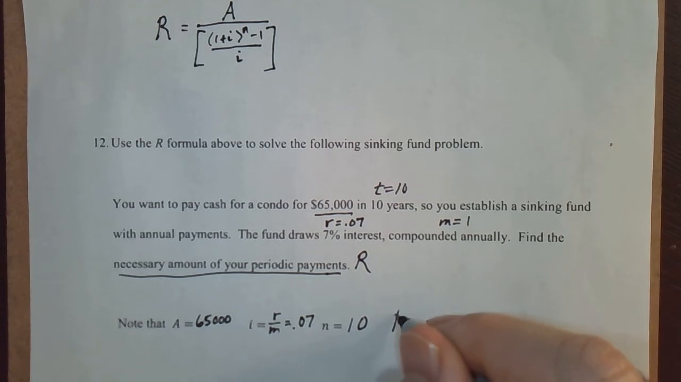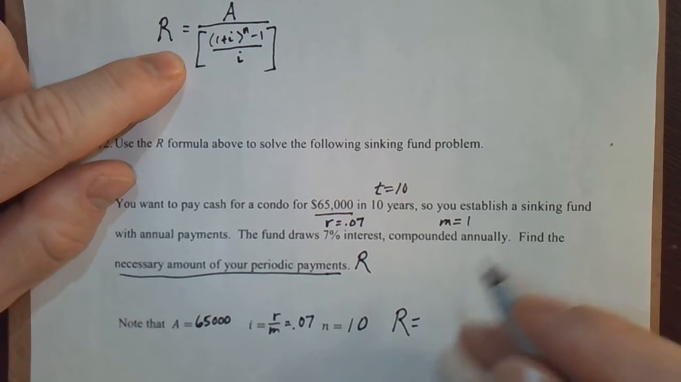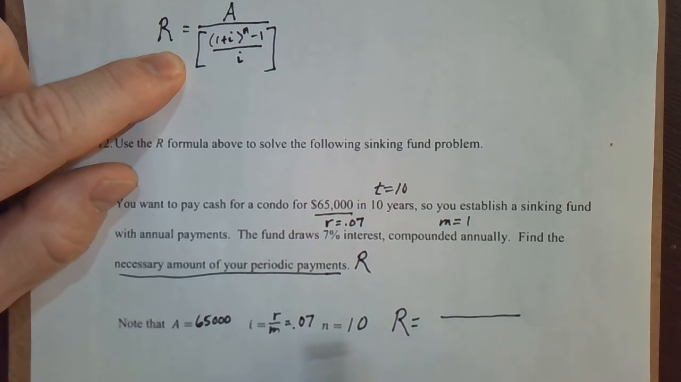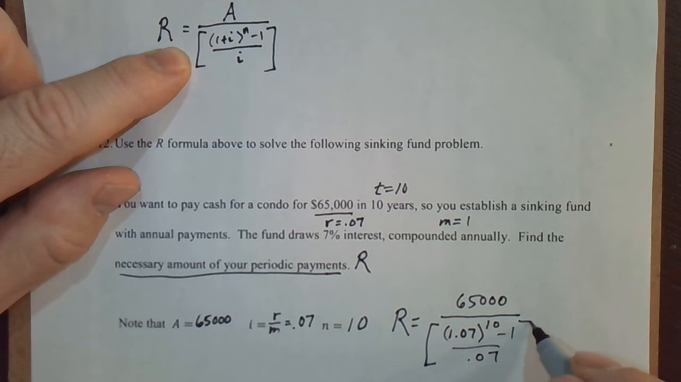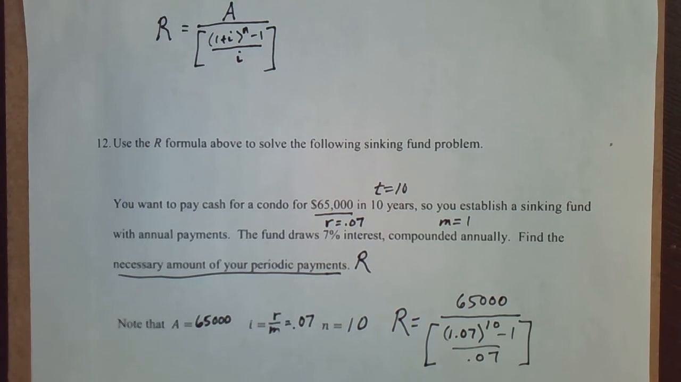So R is equal to, well, the numerator is going to be capital A, 65,000. The denominator, I'll put it in brackets, is going to be 1 plus I, which is 1.07, to the n power, which is 10, minus 1 over I, which is 0.07, and put that in the brackets. So let me get my calculator going again.